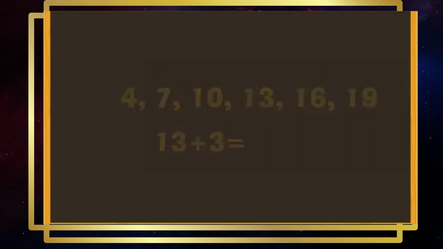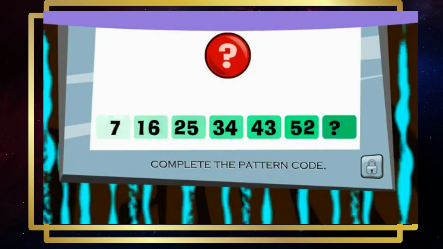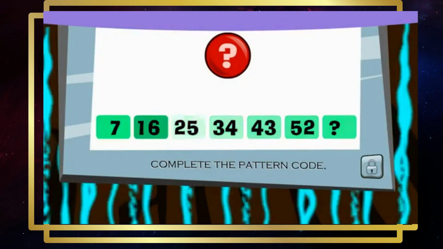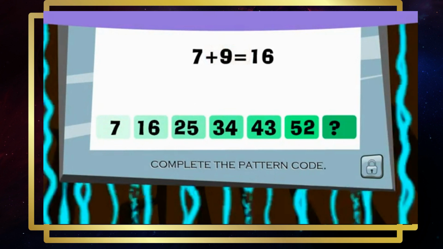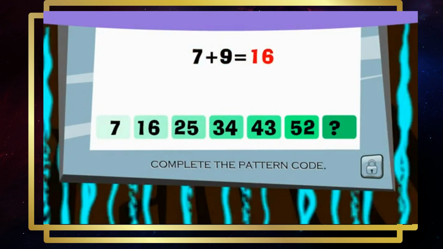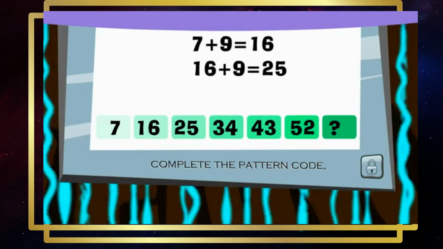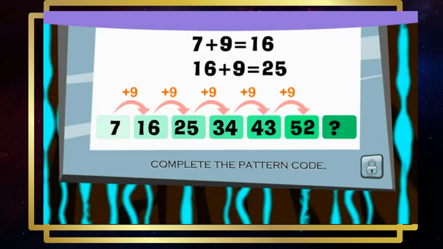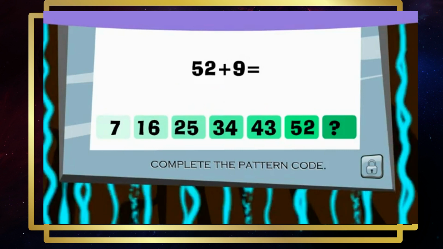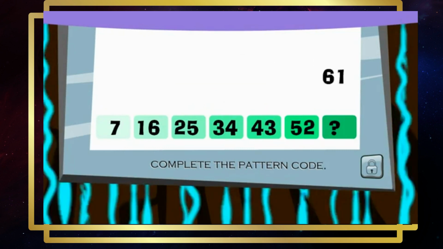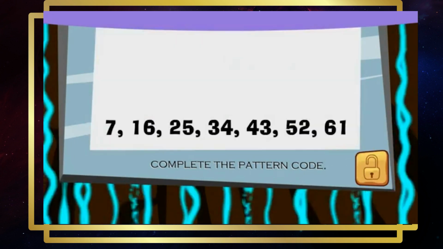Now let's come back to the code. Can Balu rescue girl? What is the pattern rule for this number pattern? What do you do to 7 to get to 16? You need to add 9 to 7 to get to 16. Check again. 16 plus 9 is equal to 25. Yes, this is a pattern rule. Add 9 to 52. You will get 61. Code is accepted. Oh yes, Balu has rescued Code.